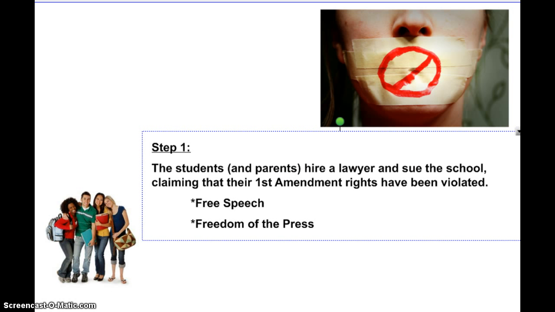Step one, the students and their parents hired a lawyer. That's usually the first step. You've got to get a lawyer to help you out. And they sued the school, took them to court saying that their First Amendment rights had been violated. Especially, they said, freedom of speech, freedom of the press.